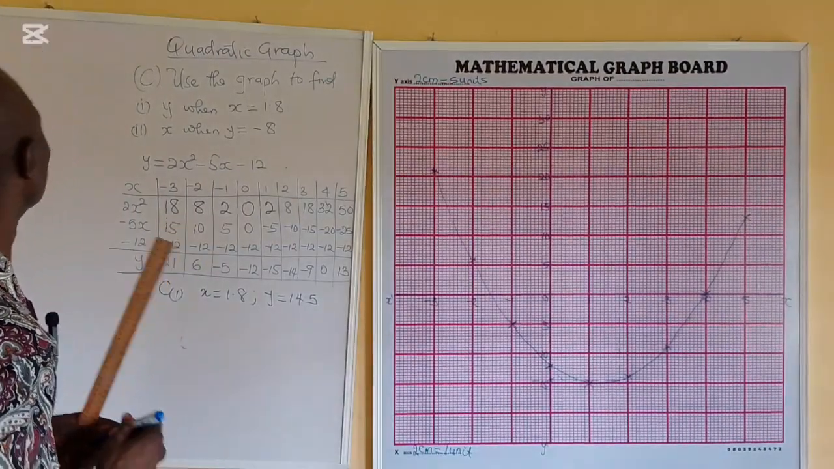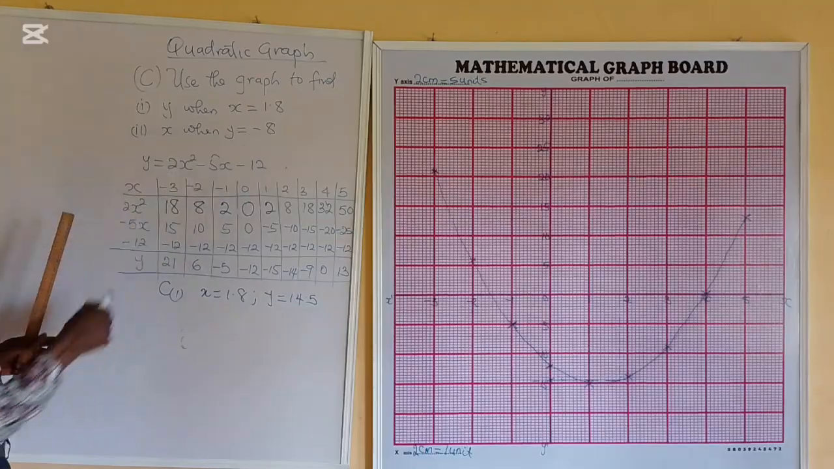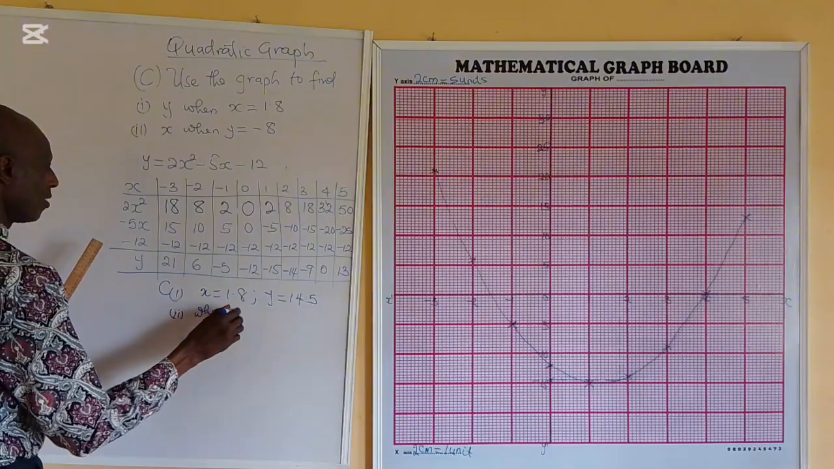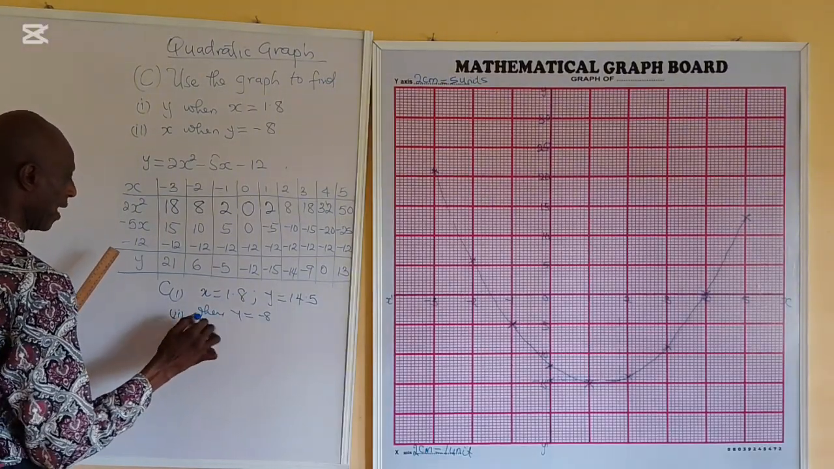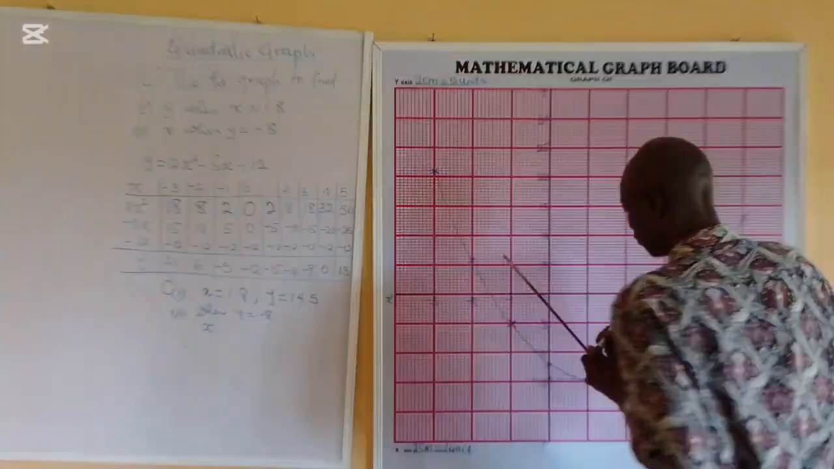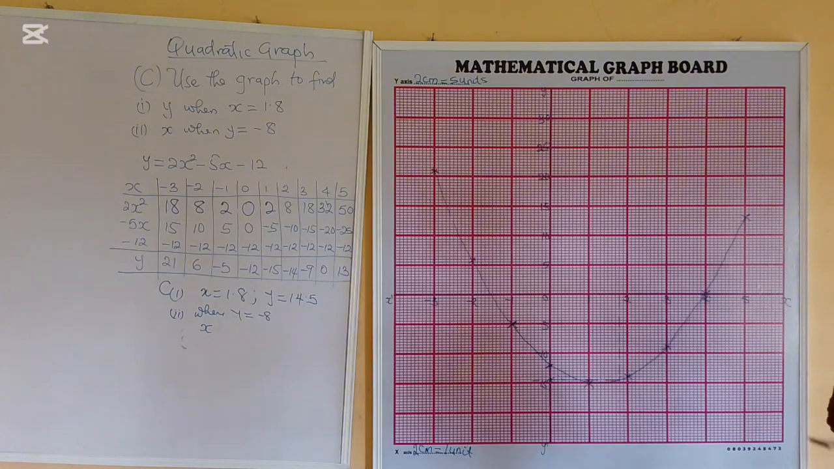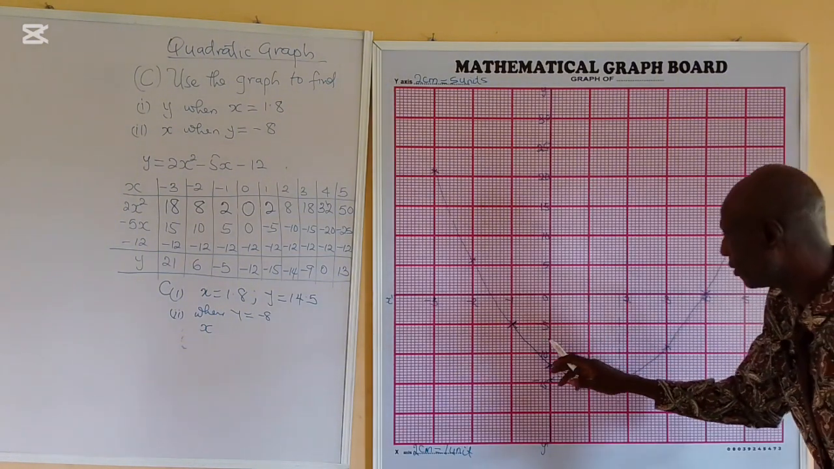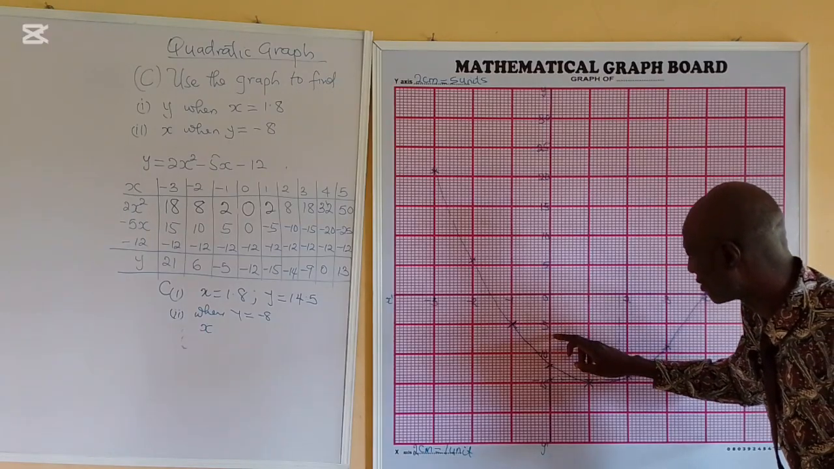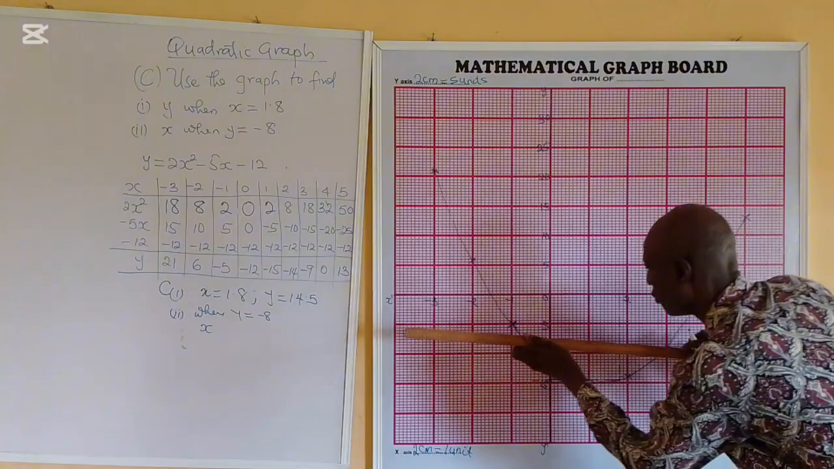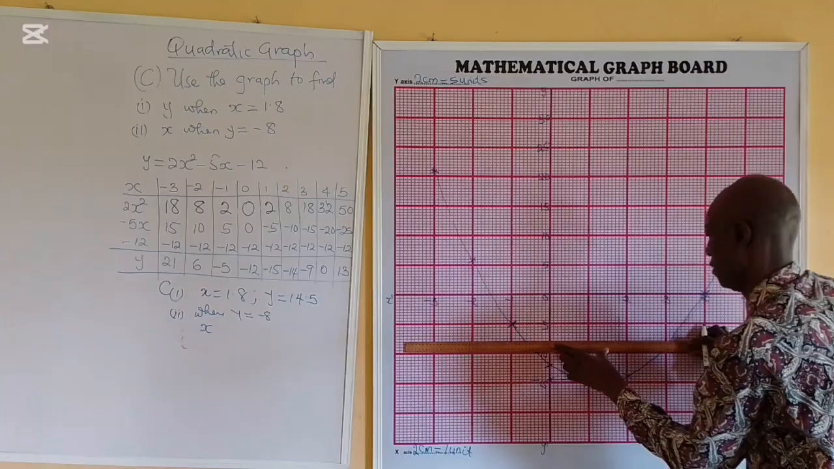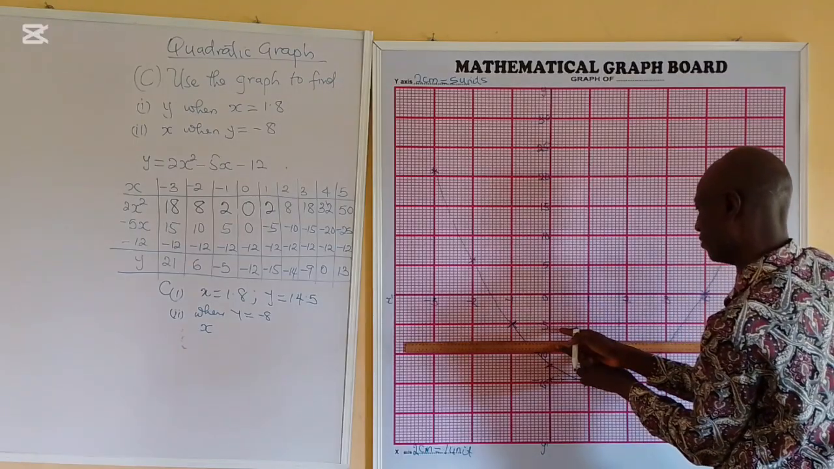Okay? Now, remember figure 2. We are asked to find x when y is equal to minus 8. What will be x? When y is minus 8. Here is minus 5, minus 6, minus 7, minus 8. So you take it there. Look at the minus 8.